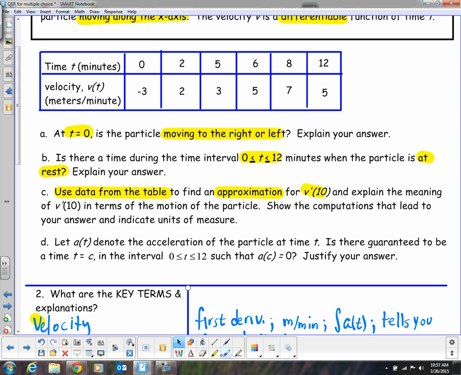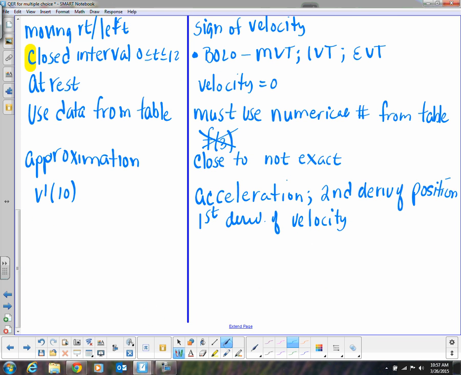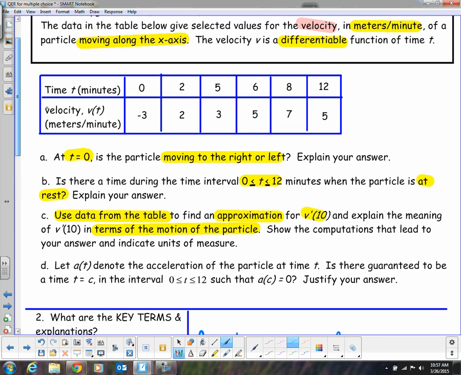Explain the meaning of V of t in terms of the motion of the particle. What does in terms of the motion of the particle mean? In terms of motion, what's the motion on this problem? Left and right. What words do they want to hear? If you are explaining in terms of motion, moving to the... Okay, and then it says show computations that lead to your answer and indicate units. Those are important in and of themselves.